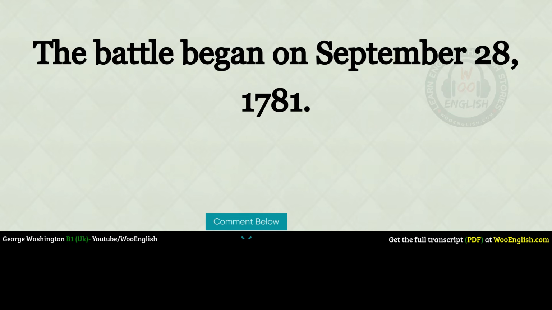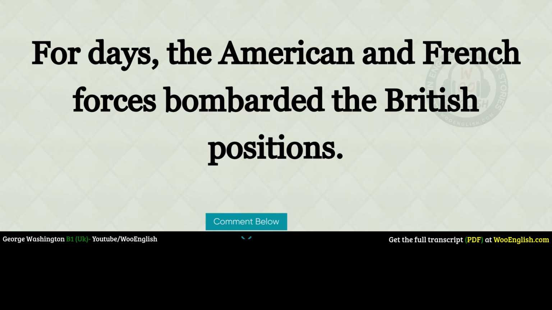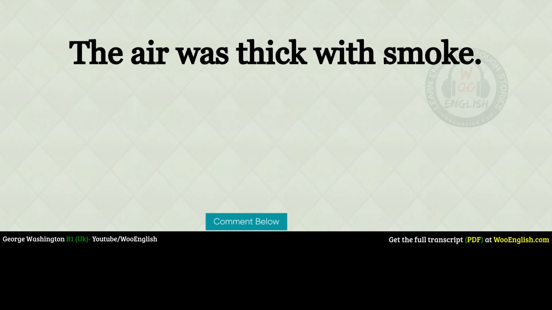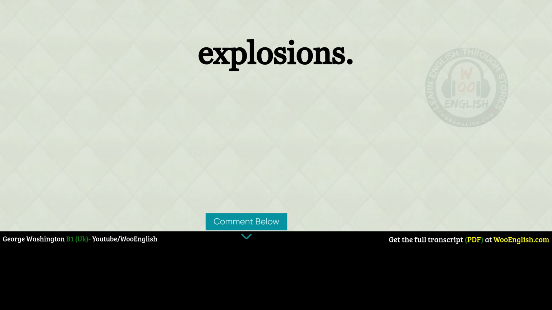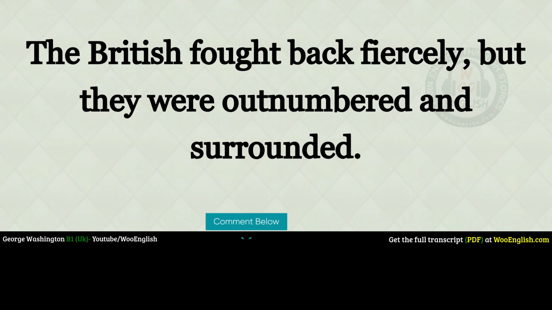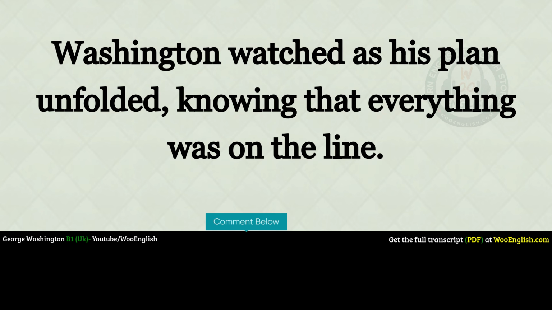The battle began on September 28, 1781. For days, the American and French forces bombarded the British positions. The air was thick with smoke. The sound of cannon fire echoed across the battlefield, and the ground shook with the force of the explosions. The British fought back fiercely, but they were outnumbered and surrounded. Washington watched as his plan unfolded, knowing that everything was on the line.